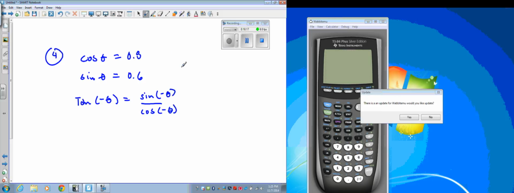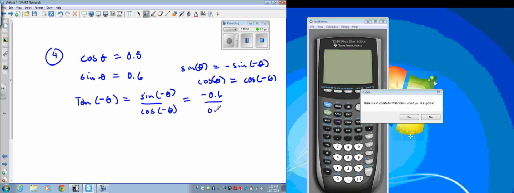What's the identity? The sine of theta, how is it related to the sine of negative theta? It's the opposite sign. But the cosine of negative theta, you don't change the sign, right? So what are we going to put right here? So it would be a negative 0.6? Yep, negative 0.6 over positive 0.8. That makes sense?